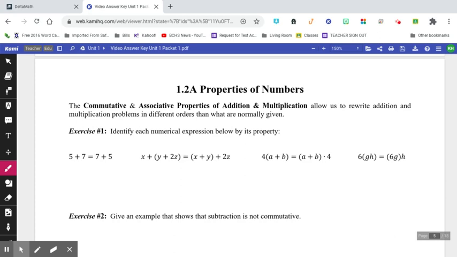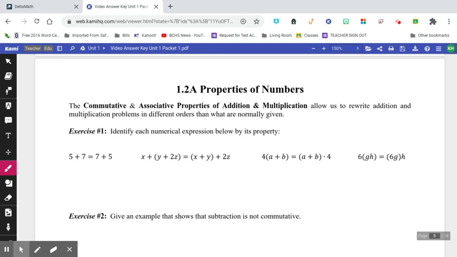Okay, so this is the first video for lesson 1.2. There will be two parts to this, and there will be two videos as well. Okay, so we're going to start talking about properties of numbers, or reviewing properties of numbers.